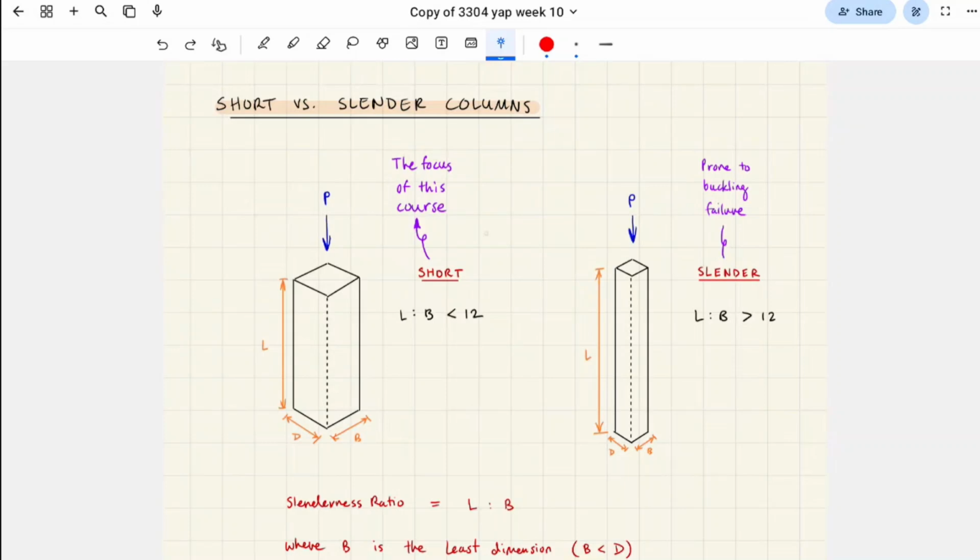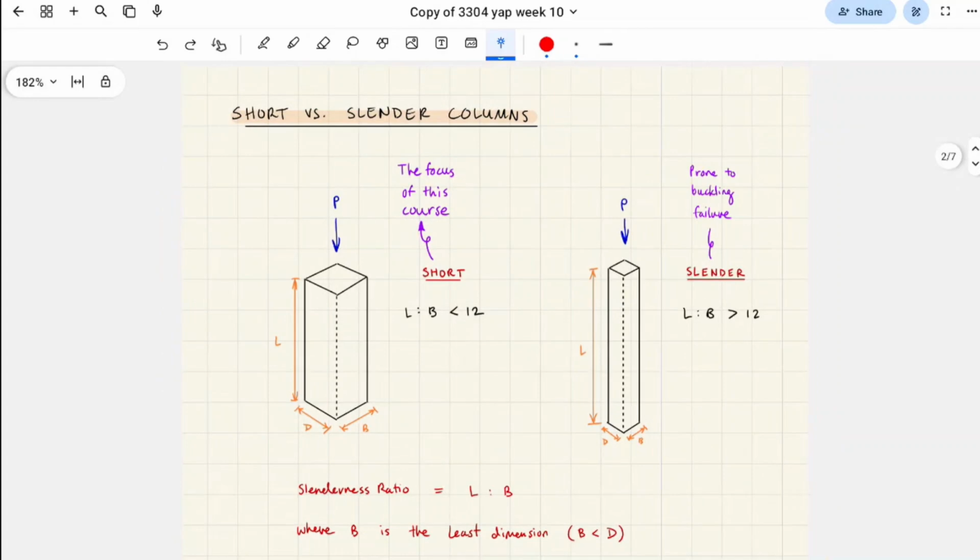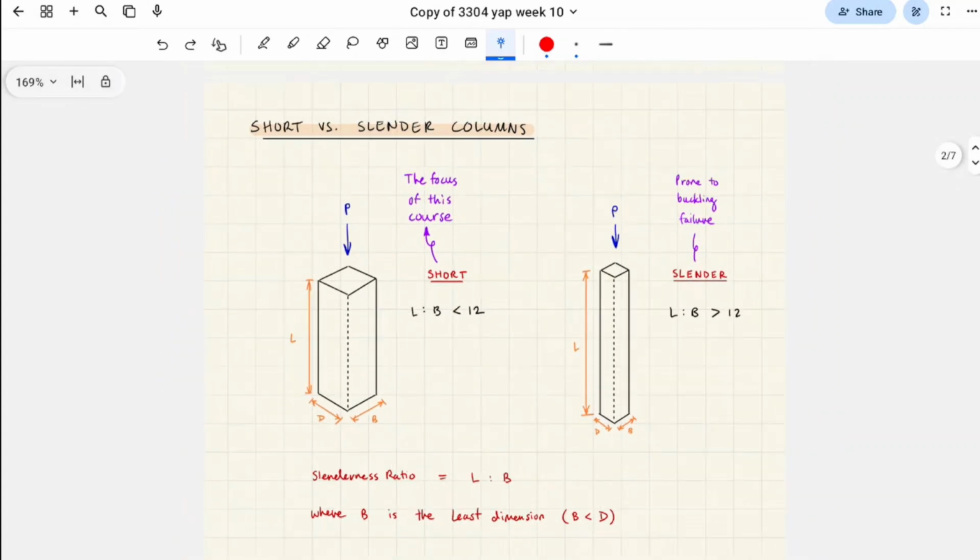You can think of the failure that happens on a short column as a material failure. So it's the kind of failure you'd expect based on the material properties. But buckling failure overrides it if the geometry is too slender. So it's an unexpected failure, I guess you can call it.